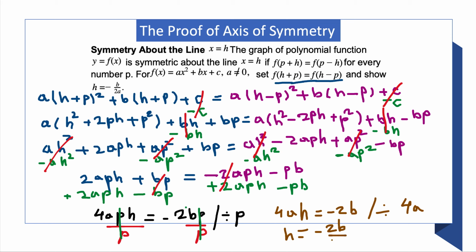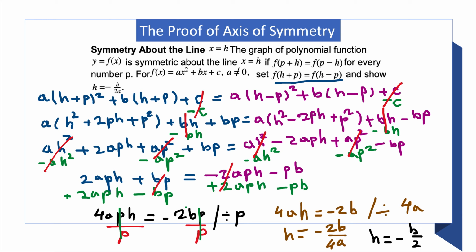But I simplify, if I divide everything by 2, upper side and lower side, finally h is going to be equal to minus b over 2a. So we already proved it.